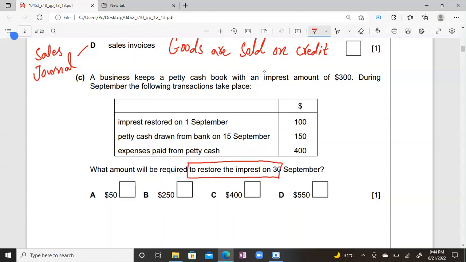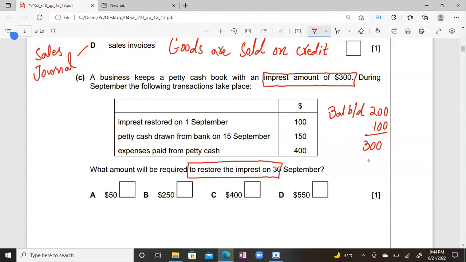And here you can see that the imprest amount, the limit, imprest means the limit which the business has for each month to pay the petty cash expenses, it is 300. So when on 1st September it restored 100, the opening balance, or you can say the balance brought down, was 200. So I am just doing a simple calculation. 200 was available on 1st September, he restored 100. So now the imprest amount is 300.